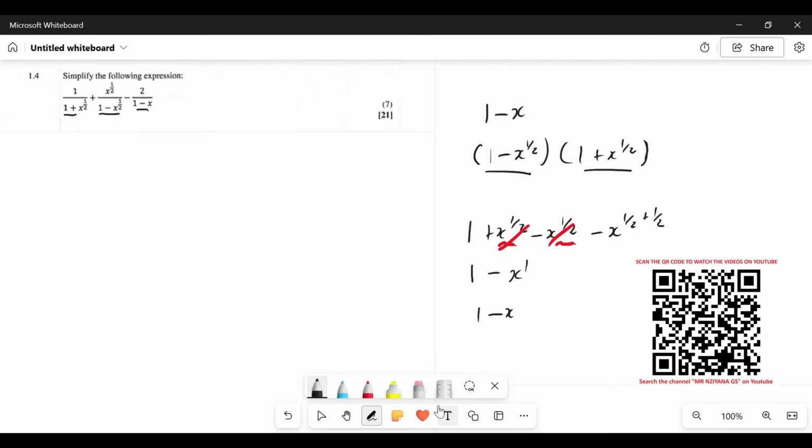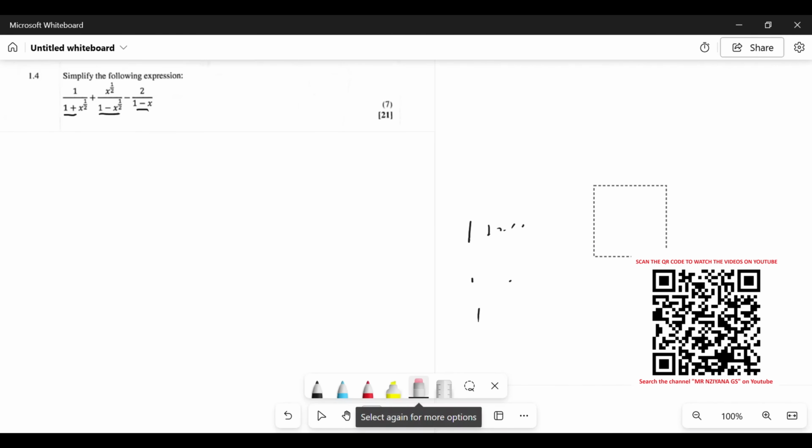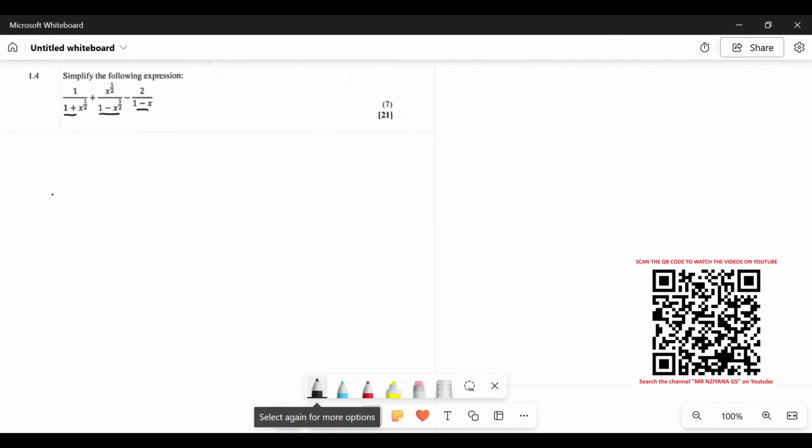So I was explaining this so that you can see that we already have the lowest common denominator here. So let's do it. Right. So we can first write the lowest common denominator. Our lowest common denominator is 1 plus x to the power of half, and another 1 minus x to the power of half. There we go. So we just divide them.